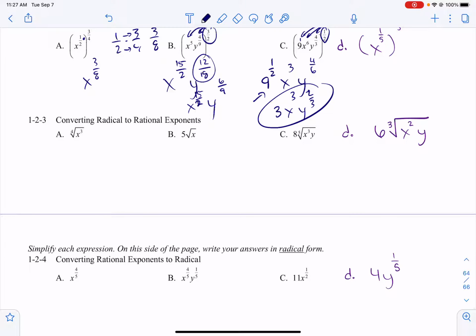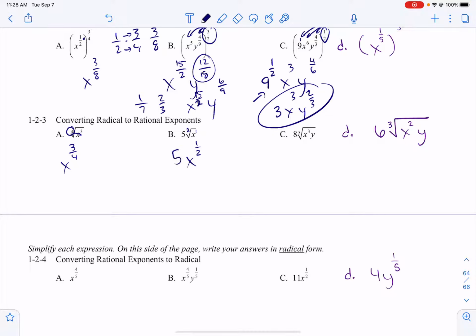Last ones on this page, convert to rational exponents. That means I need exponents with fractions in them of some sort. So remember, I take that number in my index and I put it on the bottom of my exponent. So this becomes x to the 3/4. On part B, there's a 2 right here that you don't see, and there's a 1 right there that you don't see. So that ends up becoming x to the 1/2.